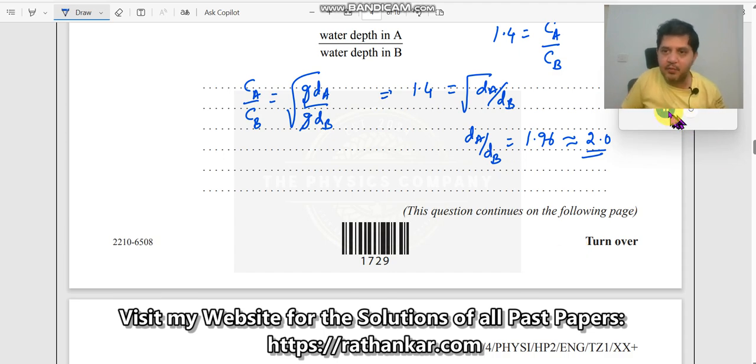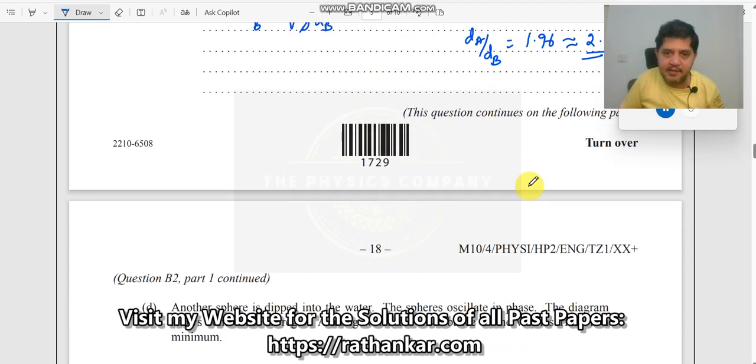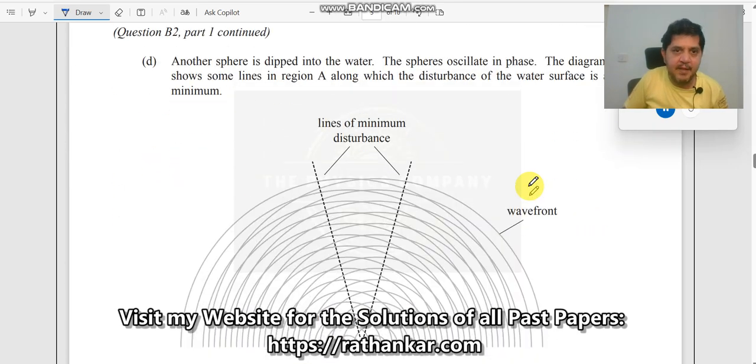Okay. Now we have finished this in 5 minutes. Let us do the next ones also if possible. Another sphere is dipped into the water. The spheres oscillate in phase. What do you mean by in phase? Now you have 2 spheres which are doing some oscillation here. The diagram shows some lines. I don't think I'll continue, so I'll take this problem in the next video itself.